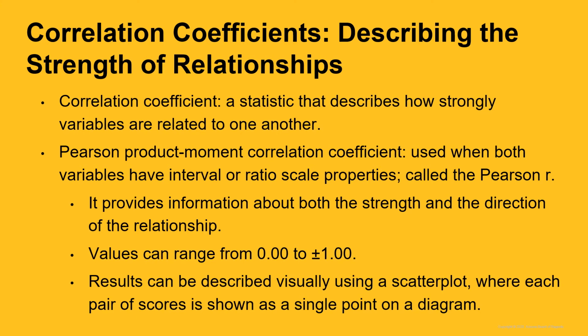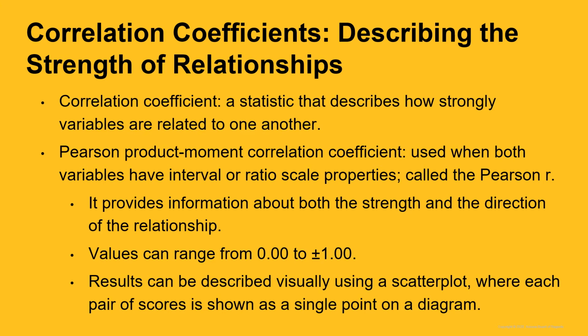So R tells us the strength of that relationship as well as the direction of that relationship. We mentioned this in an earlier group of slides, but it bears repeating again that correlational values can range all the way from -1 up to 0, and then above 0 all the way up to +1.